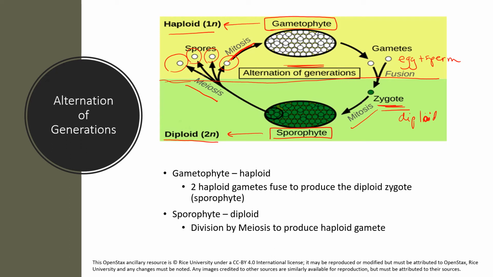So I have a few notes for you here just to remind you that the gametophyte is haploid, and that is going to produce the gametes, sperm and egg. Once those fuse, they restore the diploid nature in the zygote. The sporophyte is diploid, and how do we get a haploid gametophyte? Well, by division of meiosis.